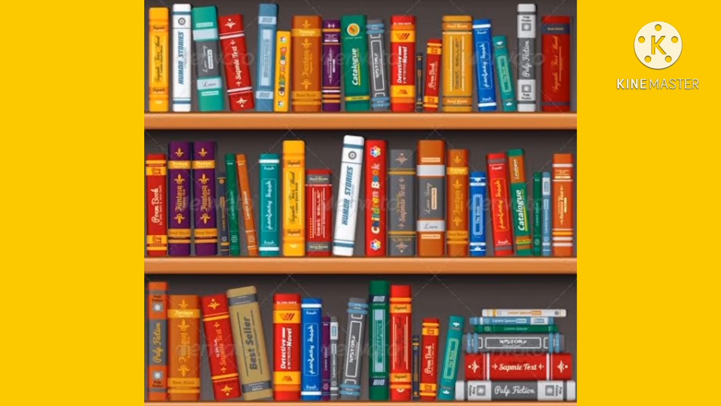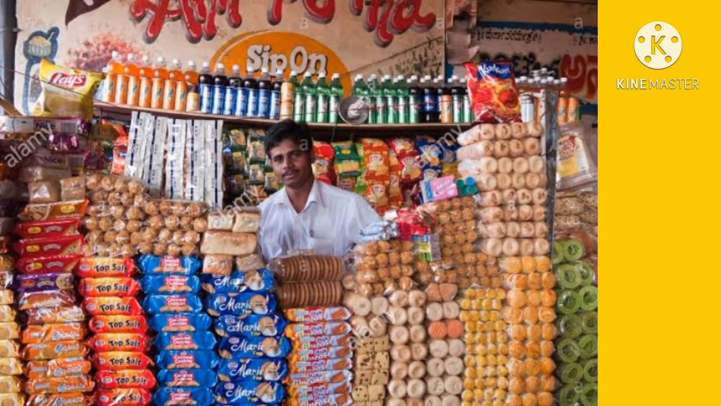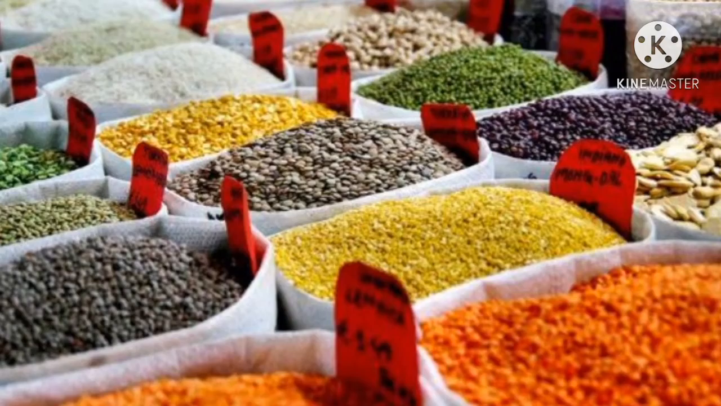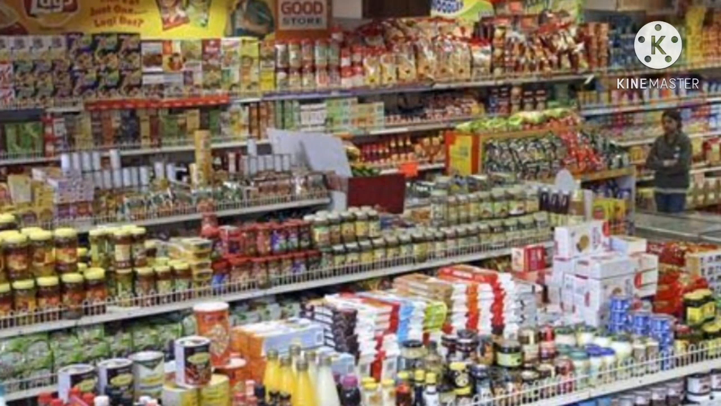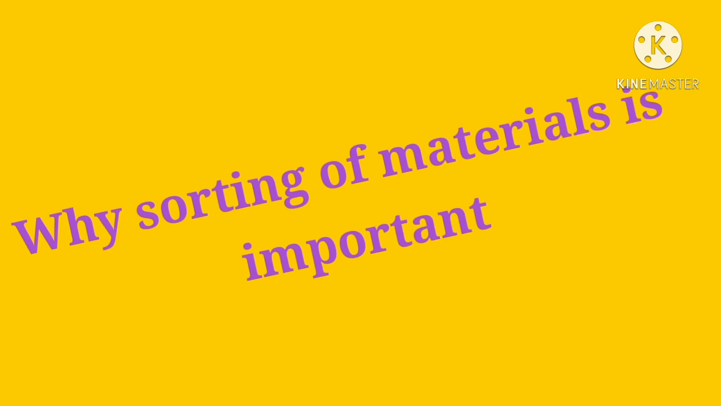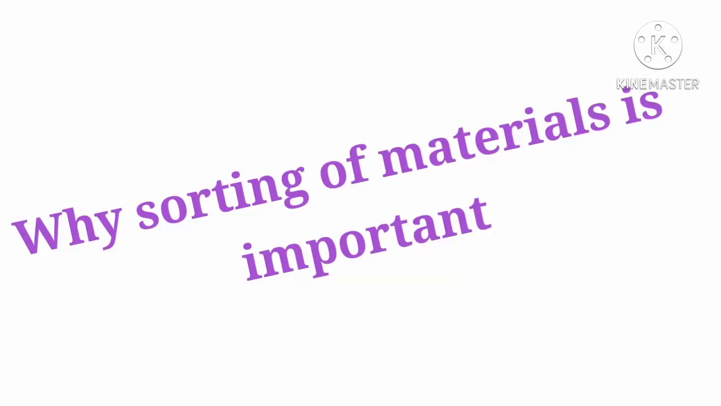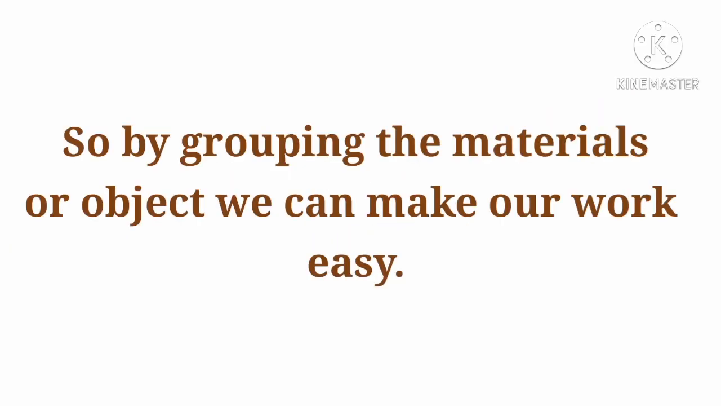Similarly, in a grocery shop, biscuits are placed in one section, pulses are placed in another section, while soaps are placed in some other section. And it becomes very easy for a buyer to locate a particular item. So, we group the materials or objects for our convenience, right? So, I think now you understood why sorting of materials is important. Right, children? So, by grouping the materials or objects, we can make our work easy.